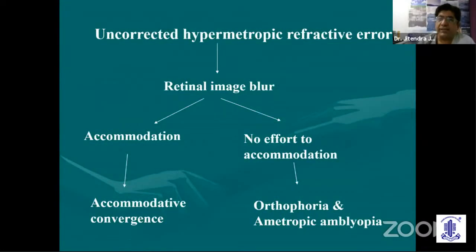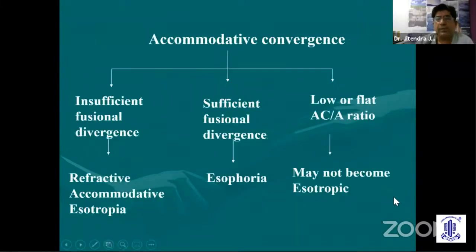Uncorrected hypermetropic refractive error. There is a retinal image blur, which can cause accommodation. This can cause accommodative convergence. And if there is no effort for accommodation, then there will be orthophoria, but there will be ametropic amblyopia. And if there is accommodative convergence, there could be insufficient fusional divergence. This causes refractive accommodative esotropia.